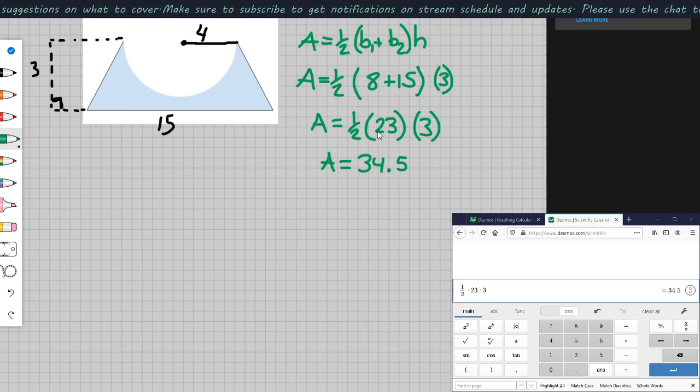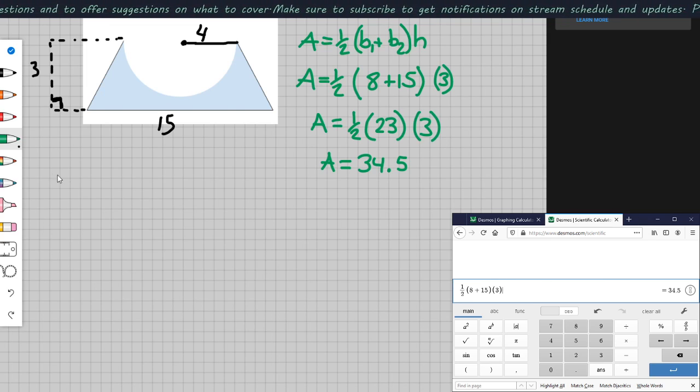Now let's say you didn't want to do the 8 plus 15 in your head or write that down. You could also put it straight into the calculator. So you could write this as 1/2, parentheses 8 plus 15 in parentheses, and then use the parentheses again to put 3, and we still get the same answer. So that's another way you could have done that as well if you didn't want to do this extra step that I showed. Alright, so I'm going to leave that up here.